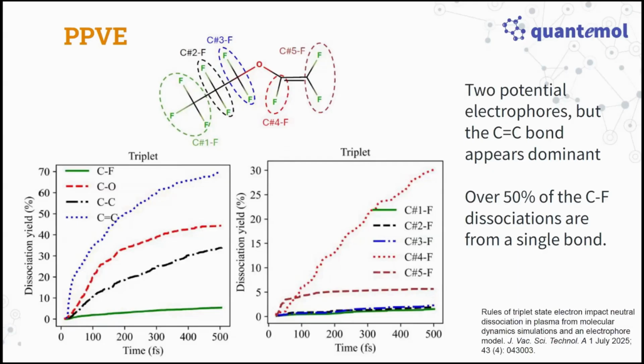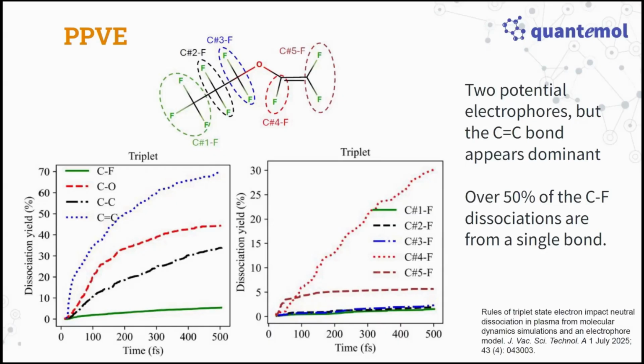If we investigate the CF dissociations that occur in this molecule, the one C4F atom that is wedged between the two potential electrophores actually accounts for over half of the dissociation yields of all 10 CF bonds that are in this molecule. So even though the CC bond does appear to be the actual electrophore here, the oxygen is still playing a part in helping this CF bond dissociate.